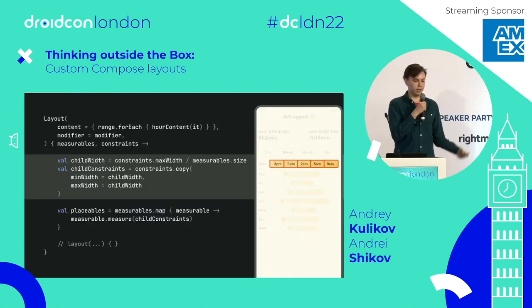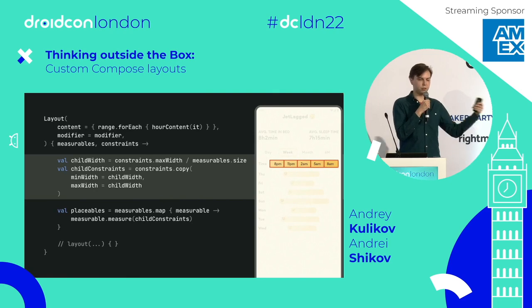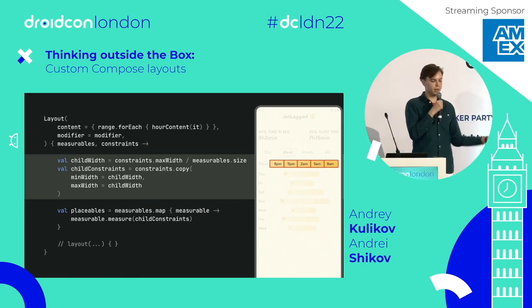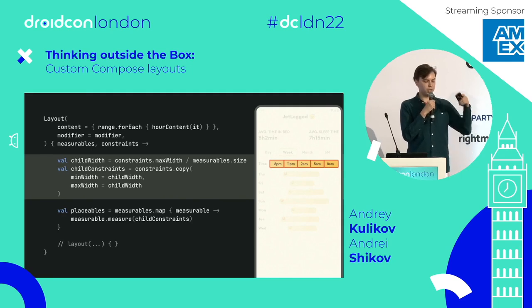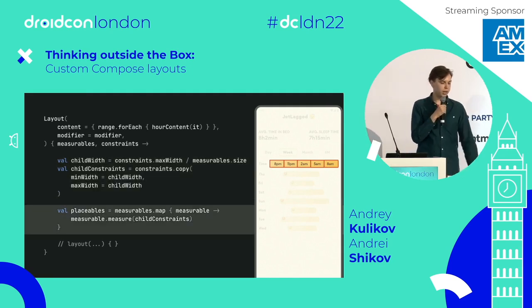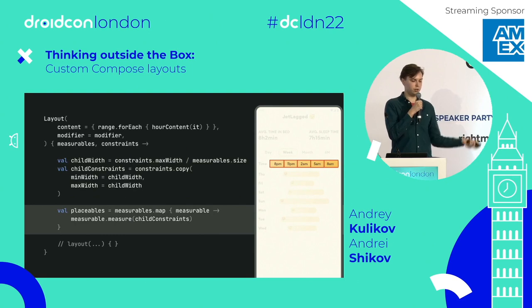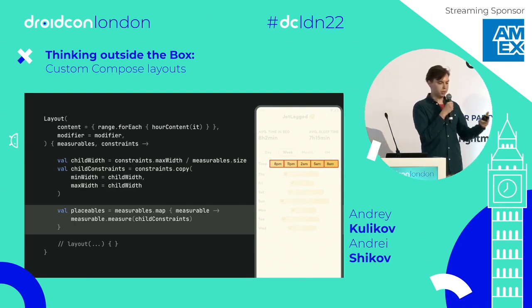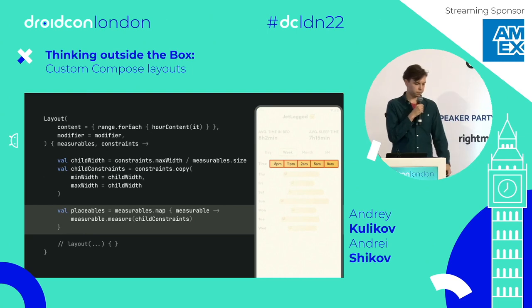That's what we do here. We have the number of our measurables, the number of our children. We have the maximum width of the layout. We divide it, get the width, and then force the constraints to be the exact size that we want. In that exact size, we measure the children and get the placeables out of it. And each of them will be equal size.